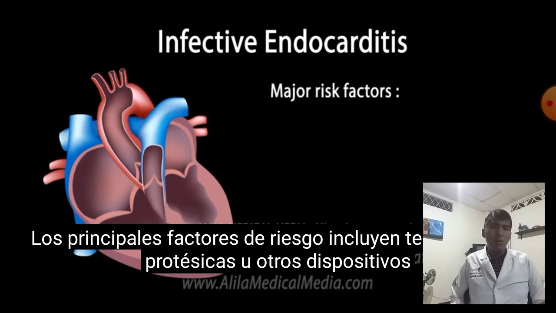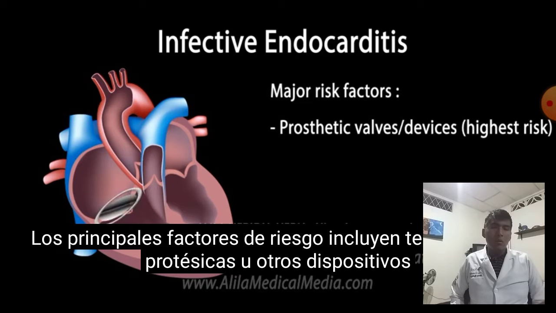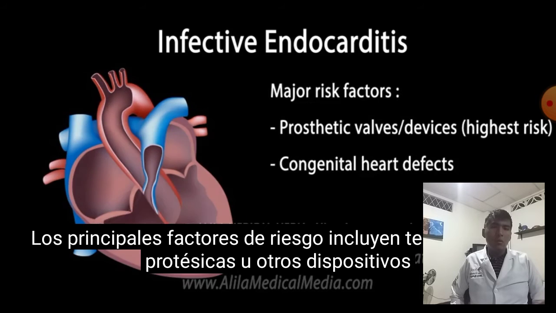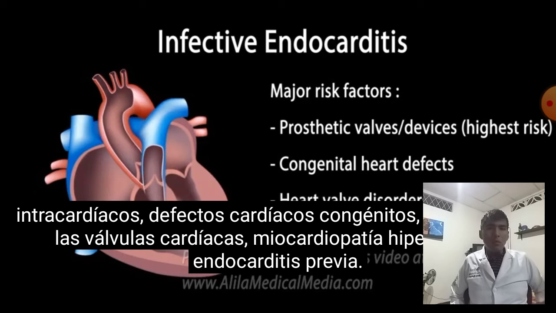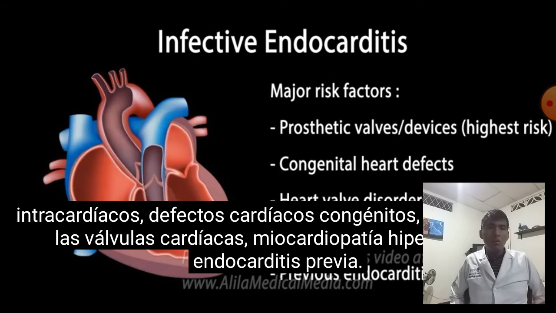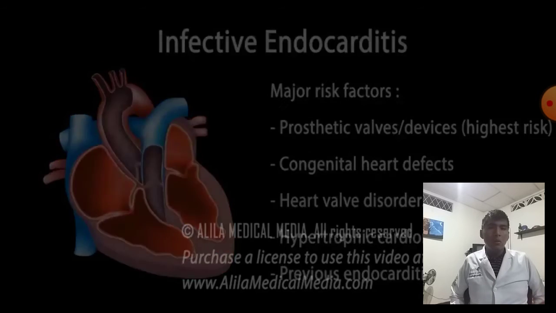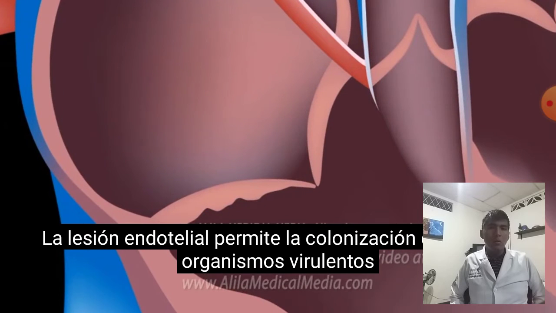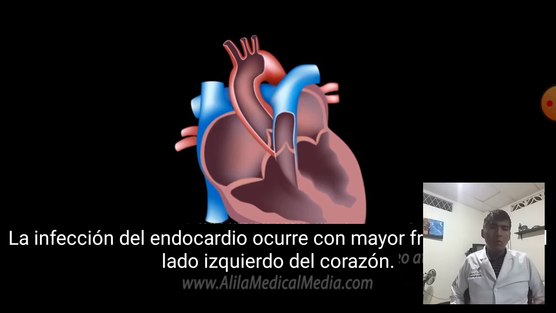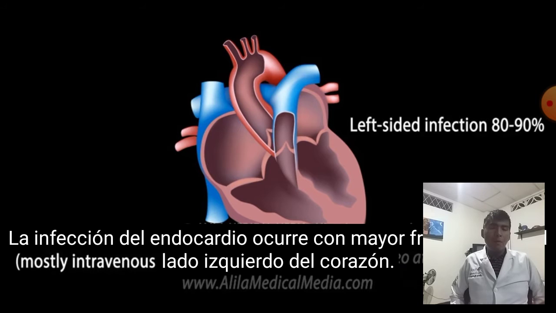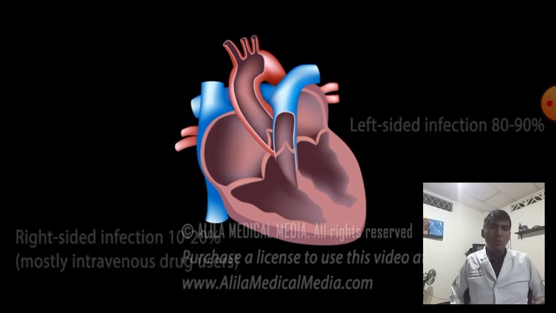Major risk factors include having prosthetic valves or other intracardiac devices, congenital heart defects, heart valve disorders, hypertrophic cardiomyopathy, and previous endocarditis. Endothelial injury allows for either direct colonization by virulent organisms or the formation of blood clots, which then become the attachment site for bacteria. Infection of the endocardium occurs most often on the left side of the heart.